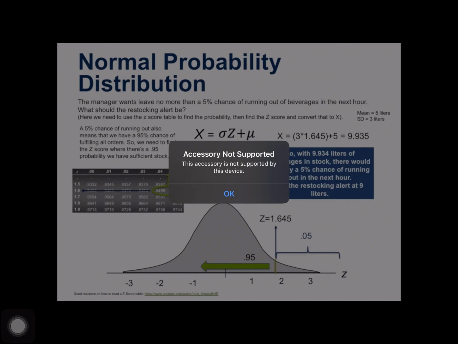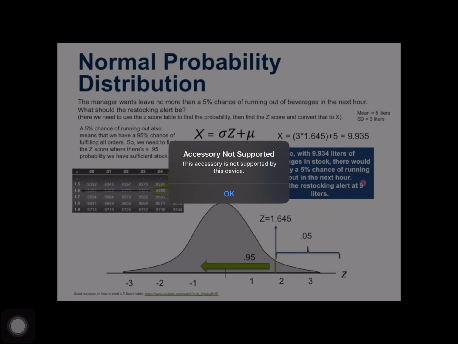This is the situation where we know the z-score, we know the standard deviation and the mean. And so we would just plug that right into the formula. And we know that that's 3 times our z-score plus the mean. It's 9.935. So in other words, 9.934 or 5, I might have rounded up here or down here, liters of beverages in stock. There would only be a 5% chance of running out in the next hour.